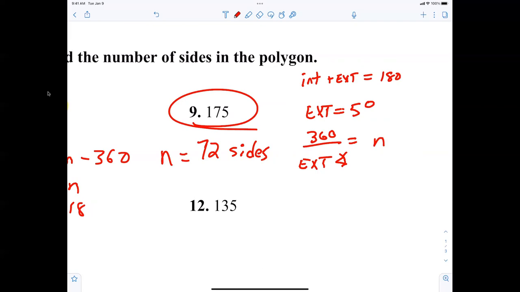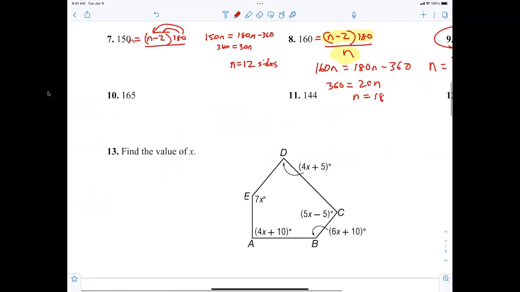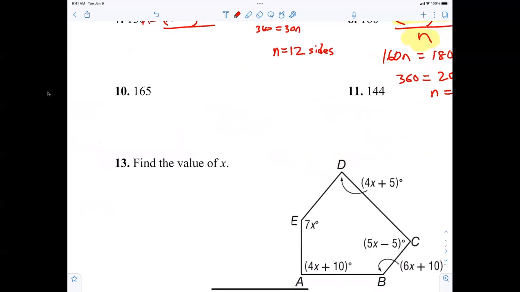I think all of this is just formula based. You should be going, yay, just formulas. That's all I have to do, plug numbers into formulas, but I'm requiring you to understand the formulas. All right. So now let's get to work. 165. 15 is the exterior angle.